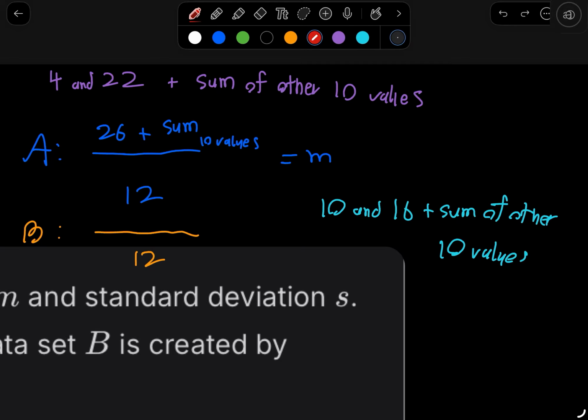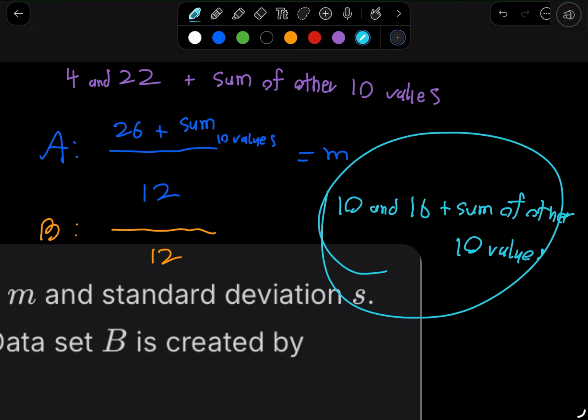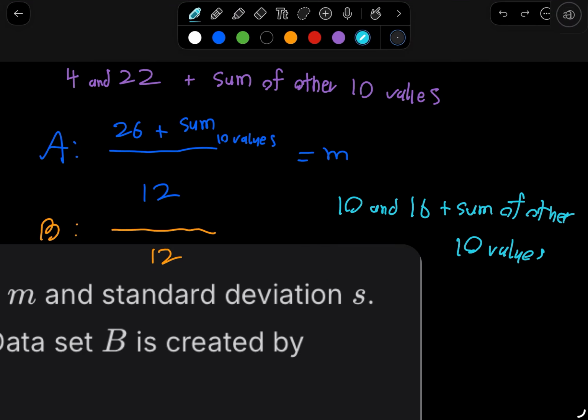So again, because you have to add all this up when you're trying to find the mean, well, what's 10 and 16 equal to? 10 plus 16 is 26. And of course, we have to add the sum of those 10 values. And that equals the mean of dataset B. And this is the mean of dataset A.